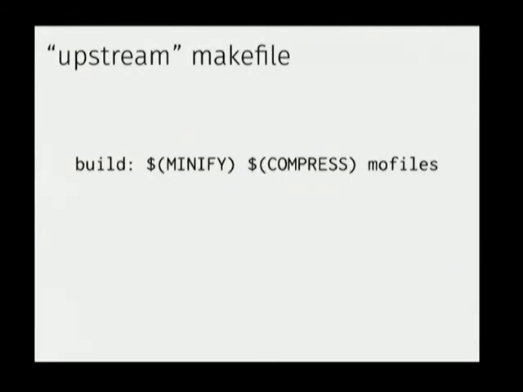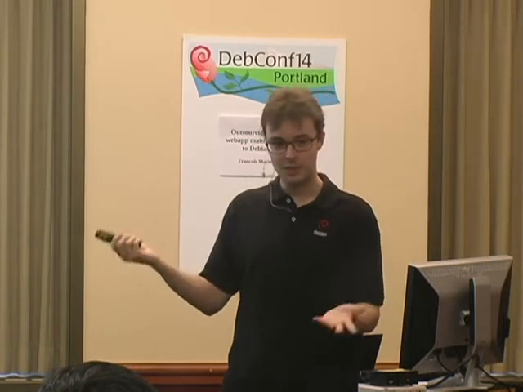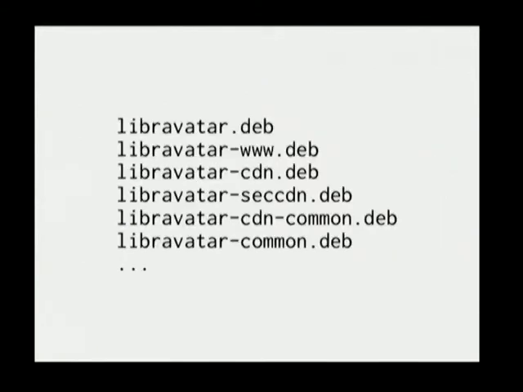It will compress it using gzip so that it's not done on the fly, that's pre-computed. And then we compile the PO files as well for translations. It's got a test target that will run a bunch of linters for Python, unit tests, etc. And that creates a number of different packages. So there's a package that you install in the main application because that's the only one that uses Python, Django, and so on. And then there's other packages for the mirrors that are really just Apache files and a few cron jobs.